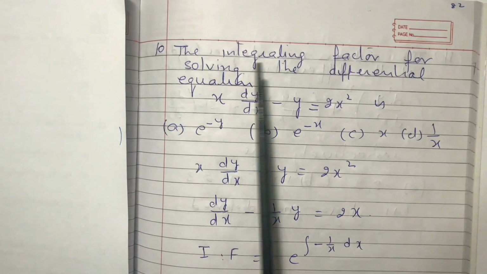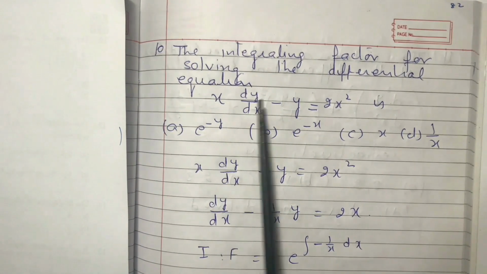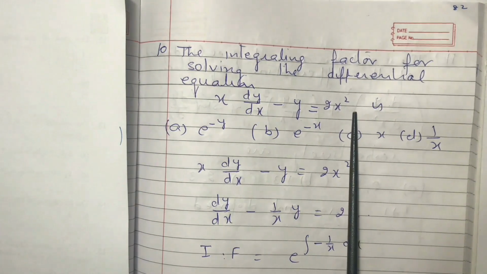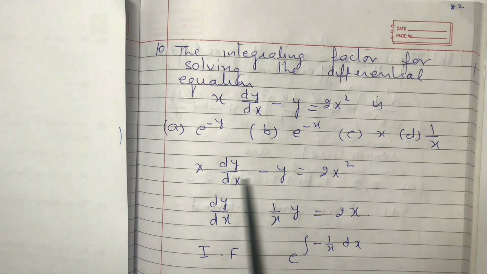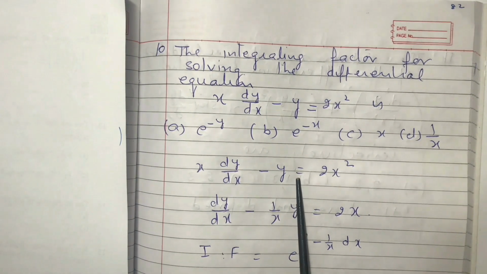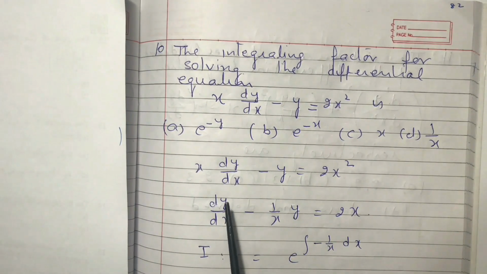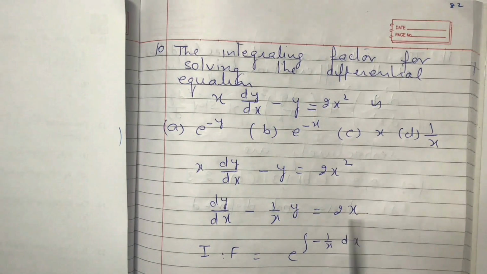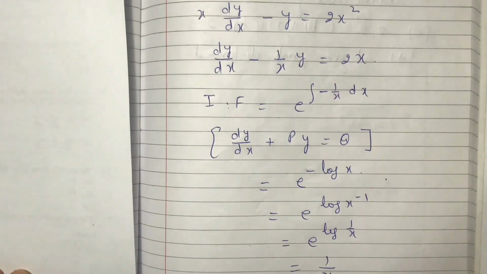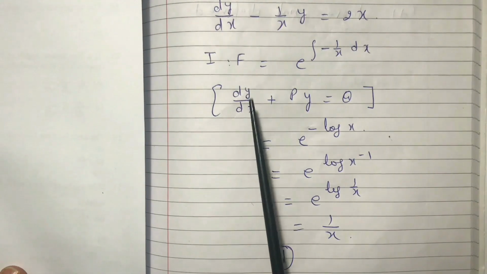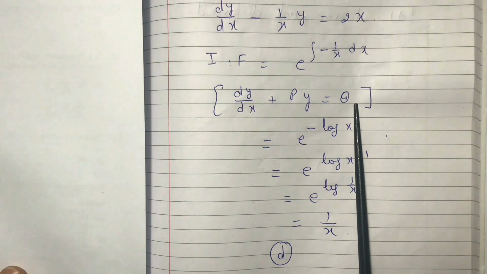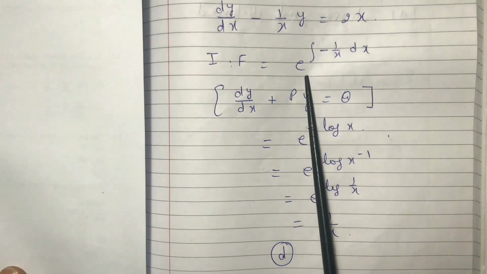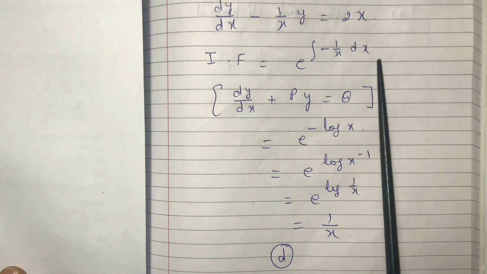Now 10th question is the integrating factor of the differential equation x dy by dx minus y is equal to 2x square is. You have to find the integrating factor of this equation. Now x dy by dx minus y is equal to 2x square. Divide by x, you will have dy by dx minus 1 by x y is equal to 2x. Now we know this is dy by dx plus py is equal to q. Here p is equal to minus 1 by x. So integrating factor is e raised to power integral of minus 1 by x dx.